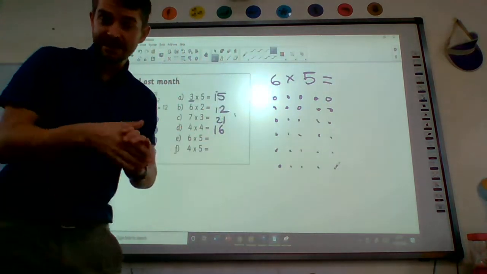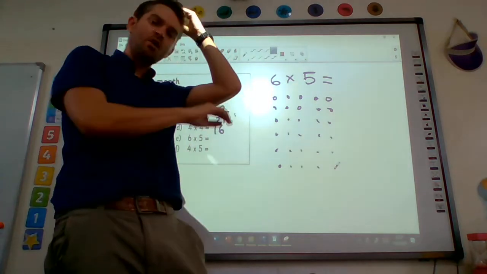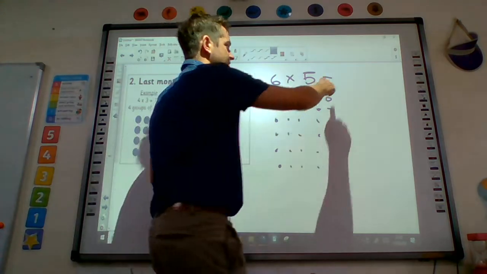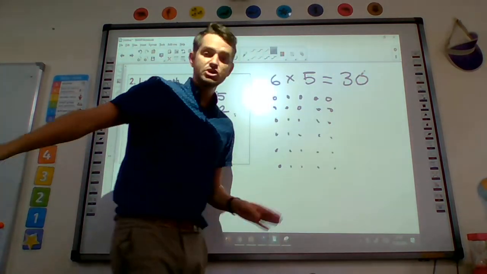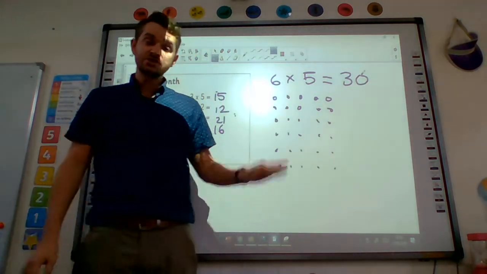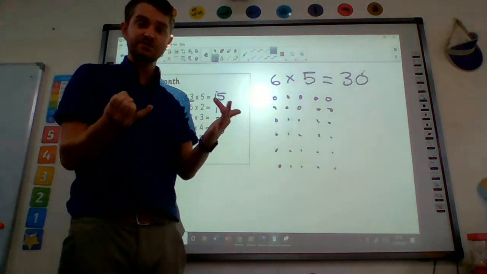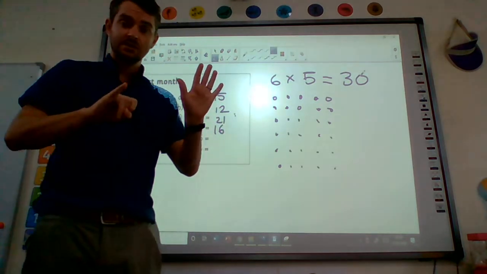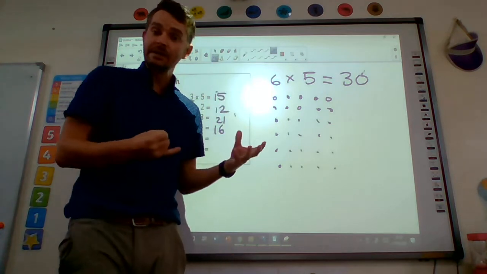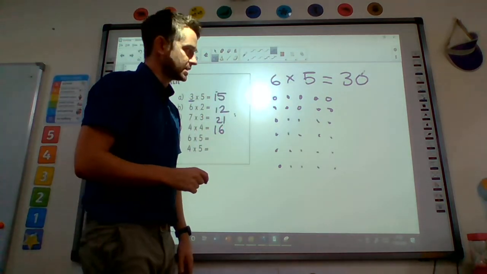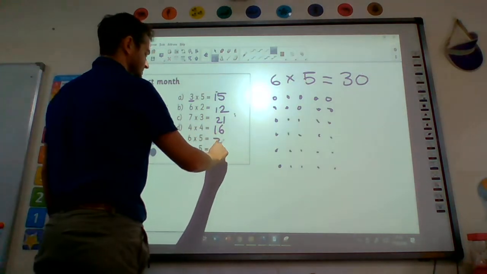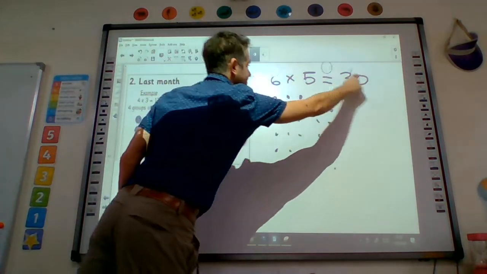6 groups of 5. Now counting in 5s is easy peasy. We've been practicing it all year. 5, 10, 15, 20, 25, 30. 30 is our answer. You might not have needed to draw the dots for the array. You might just have used your head and your fingers to do 5, 6 times. 5, 10, 15, 20, 25, 30. A little bit quicker, but easier to make a mistake. Okay. That's E, 30. And finally F.